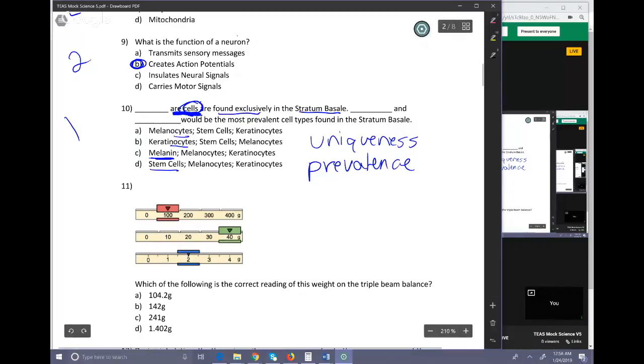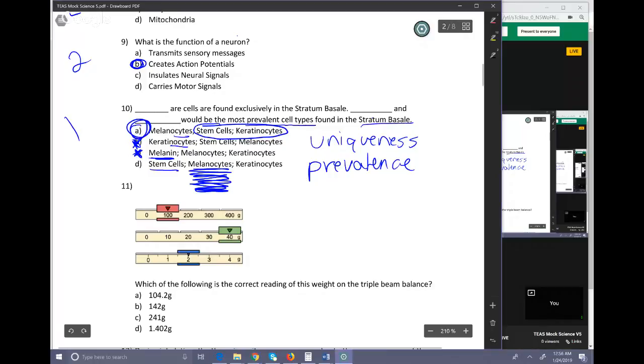So we would take C out because melanin is not a cell, and we would take B out because keratinocytes are not unique. Stem cells and melanocytes both are unique. So those two can stay in place. And then we have two different ones that are the most prevalent cell types in this layer. Melanocytes, if we're looking at D, they are not very prevalent. They are unique to this layer, but they are not that prevalent. The two that are prevalent are stem cells and keratinocytes.